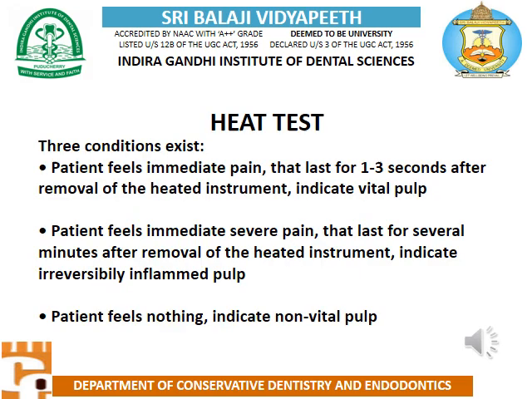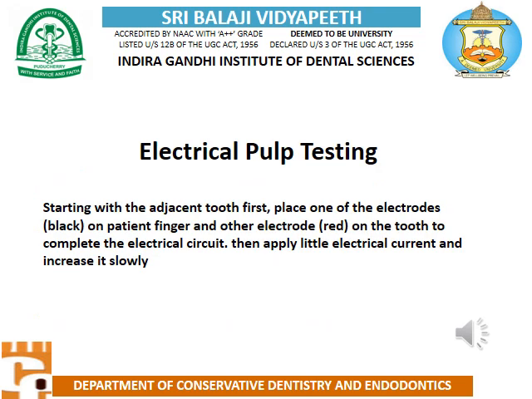Heat test. Three conditions exist. Patient feels immediate pain that lasts for 1 to 3 seconds after removal of the heated instrument: indicates vital pulp. Patient feels immediate severe pain that lasts for several minutes after removal of the heated instrument: indicates irreversibly inflamed pulp. Patient feels nothing: indicates non-vital pulp.